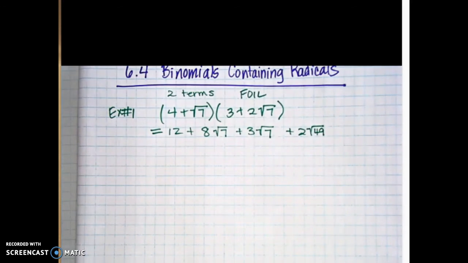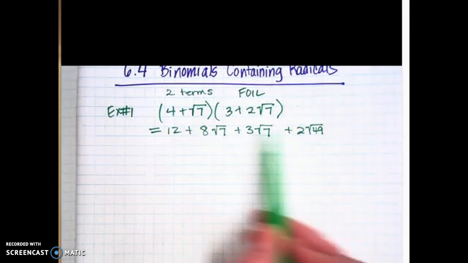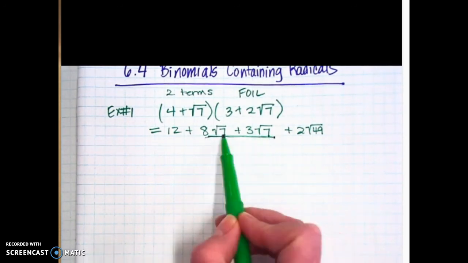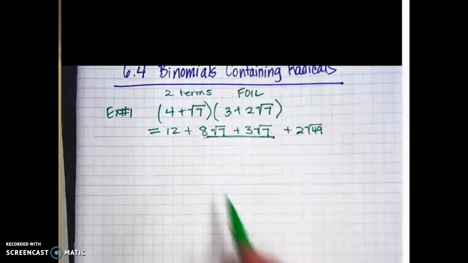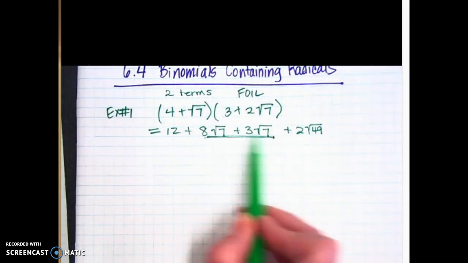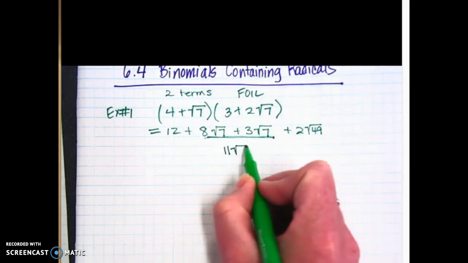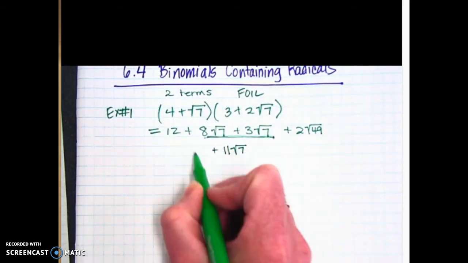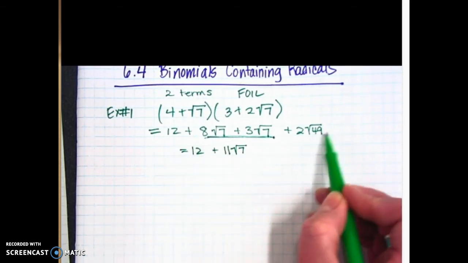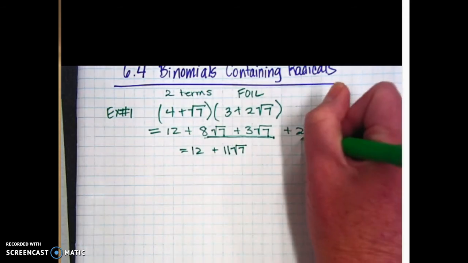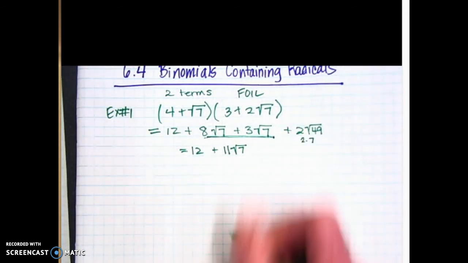Clearly we have some simplifying we can do, right? It's radical. And we have some like terms. Sometimes, like yesterday you learned, you might have to simplify first, but these are both what we call like terms, and we can combine them because they both have the same number under the radical. So we're going to call that 11 square roots of 7. Bring down this 12 for now. And then let's simplify this guy over here. What's the square root of 49? 7. So this is really 2 times 7, which is 14.